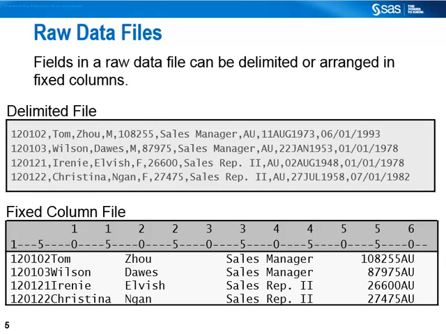Fields in a raw data file can be delimited or arranged in fixed columns. This is what a raw data file looks like. Notice there is no column heading. However, since we know this is sales employee data and we have been working with this type of data, we can figure out what the values are. Typically, if we have a raw data file to read in, we will need to be supplied the layout. Also notice the values are separated by commas.